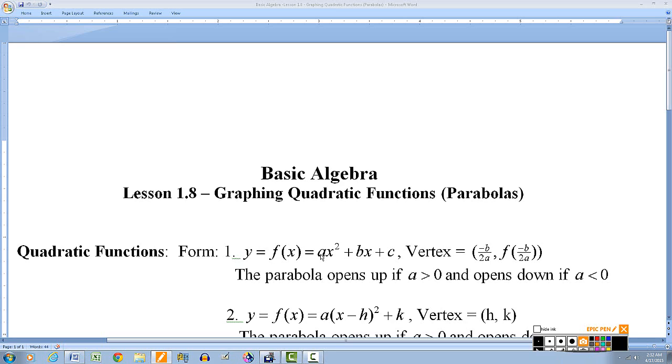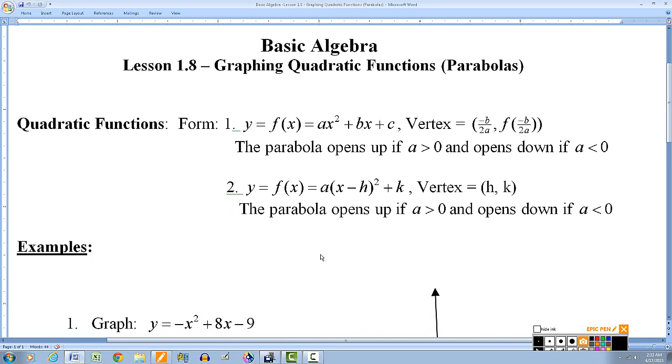Sometimes you'll see the form y equal f of x equal to a, and then parentheses x minus h quantity squared plus k. In this case, the vertex is given by h, k. And again, the graph opens up if a is positive, and opens down if a is negative.